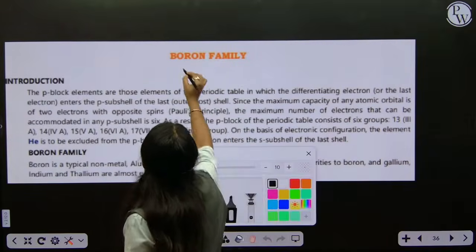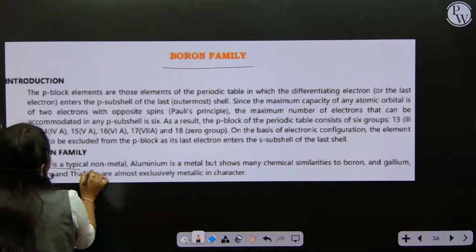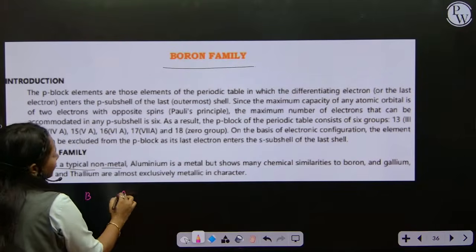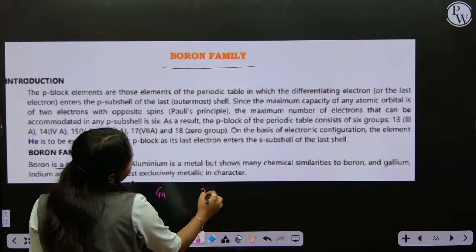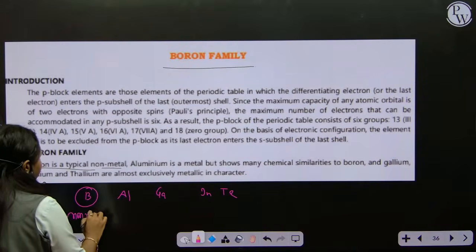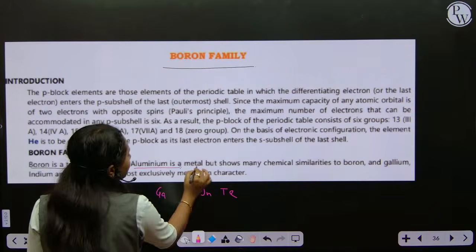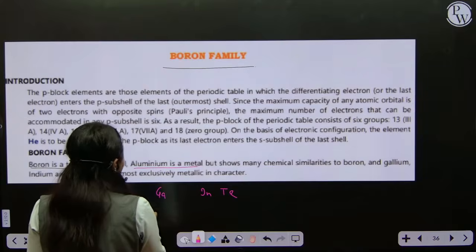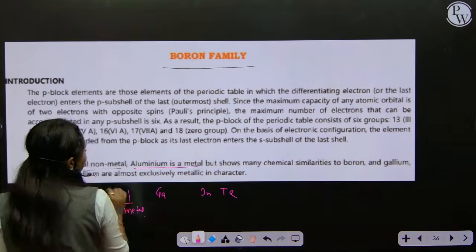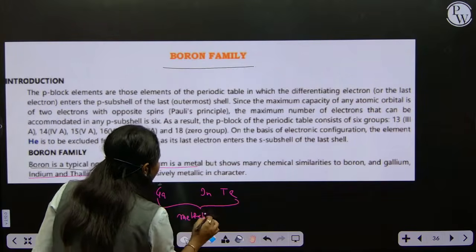So now we are starting from the boron family, right? In the boron family, boron, aluminium, gallium, indium, thallium. Boron is a typical non-metal. Aluminium is a metal, but shows many chemical similarities to boron. Gallium, indium, and thallium are exclusively metallic.